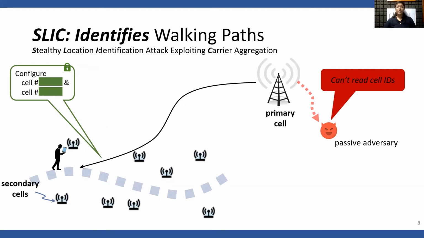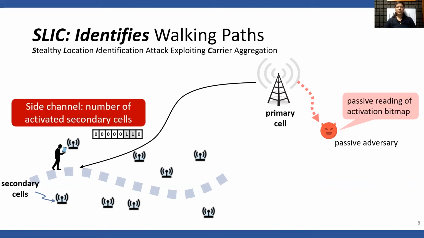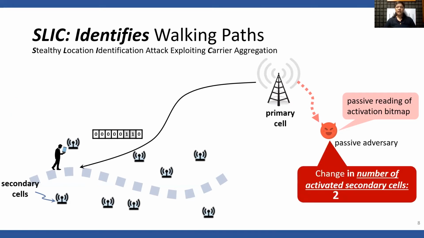How? Whenever UE has some downlink activity, the primary cell activates one or more secondary cell by using this activation bitmap message. This message is sent unencrypted. Hence, the adversary will be able to read the bitmap message. As mentioned earlier, the side channel here is the number of activated secondary cell. Hence, the adversary observes 2 secondary cell being activated for this particular user.